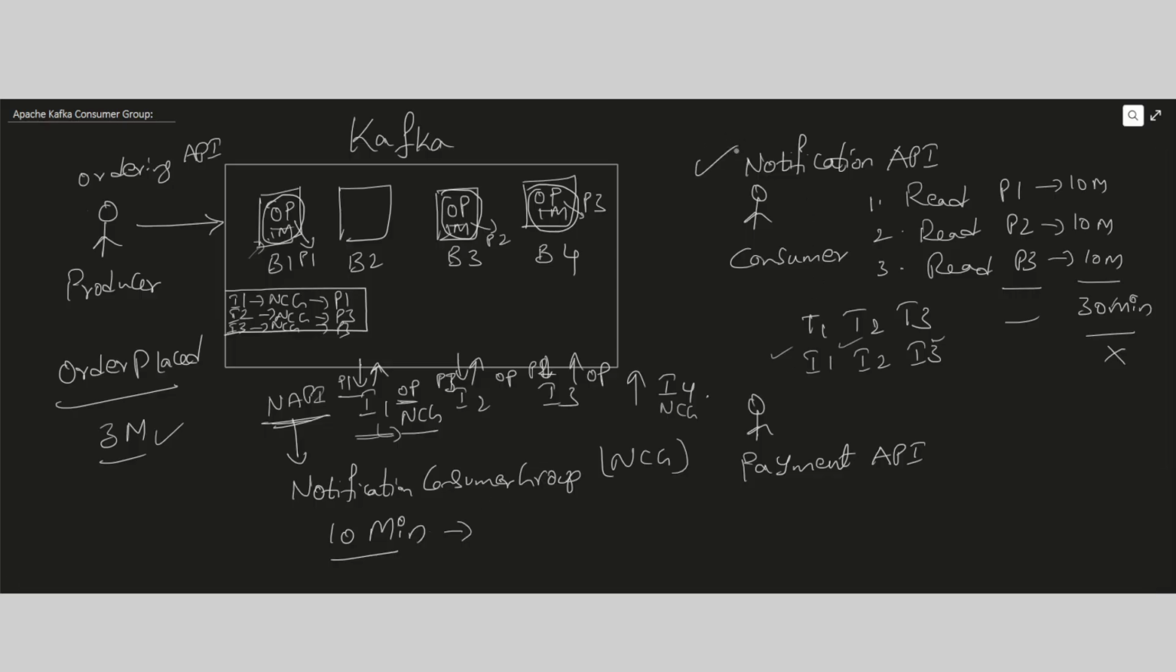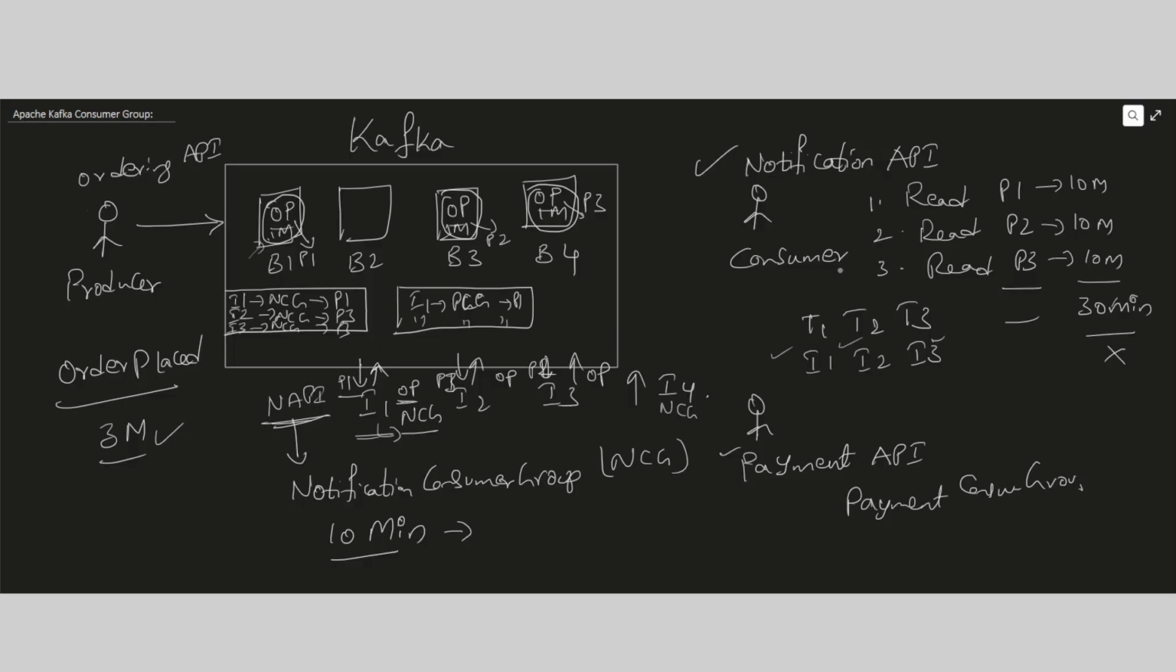Same way as we have done it for the notification API, we'll do it for the payment API also. Here also we will create a payment consumer group. So same way here also, when multiple instances of the payment consumer group request, it will assign a partition to each. Same way as it worked for the notification API, it works for the payment consumer group as well.